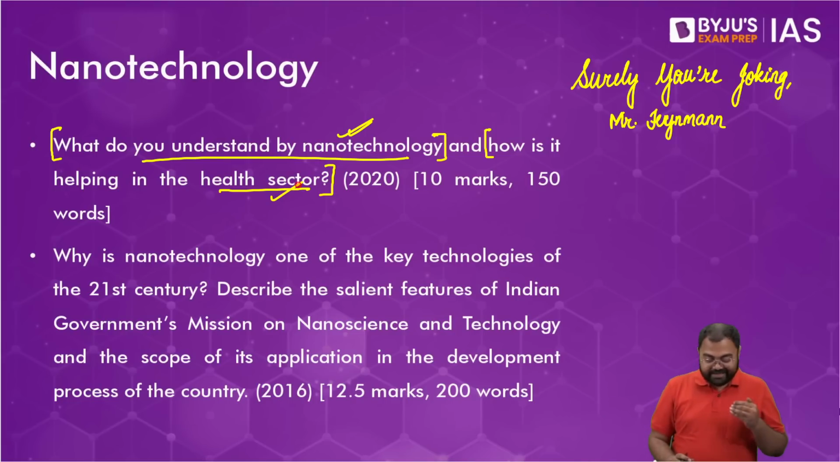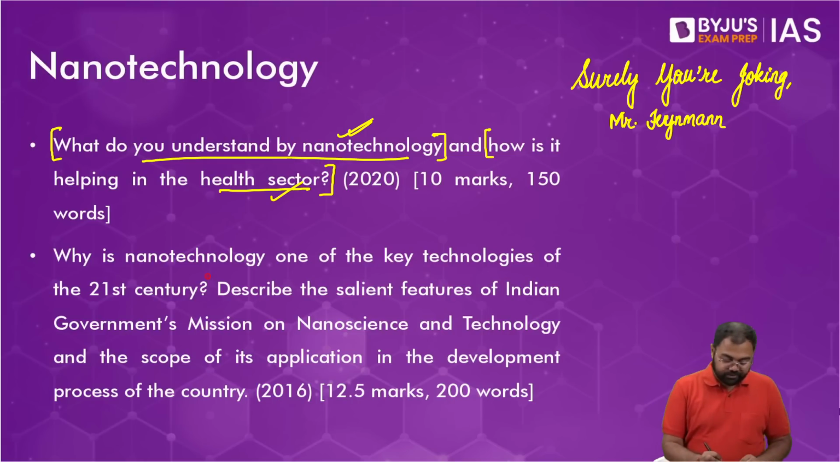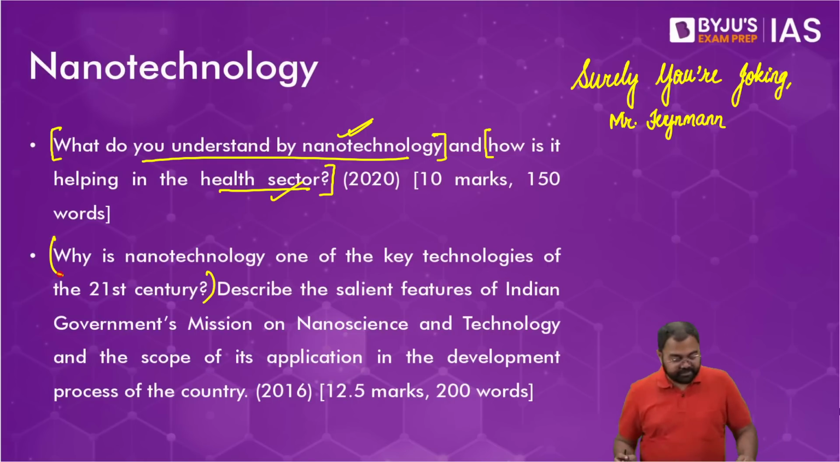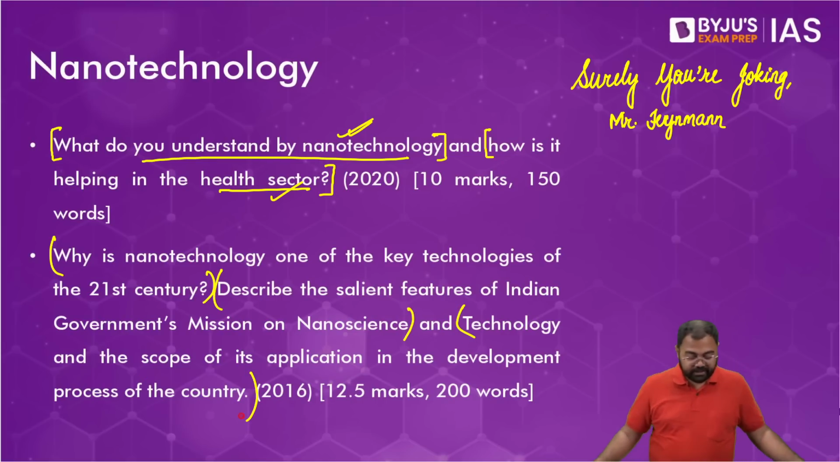Second question: why is nanotechnology one of the key technologies of the 21st century? First question: describe the salient features of the Indian government's mission on nanoscience and technology and the scope of its application in the development process of the country. So the second question also, in a manner, has two parts, right? Describe the salient features of the nano mission basically, and how is it going to help us.